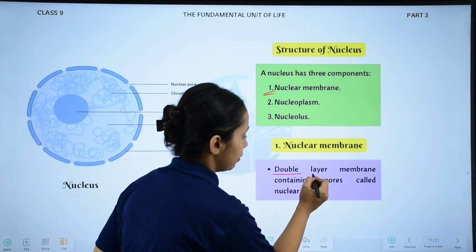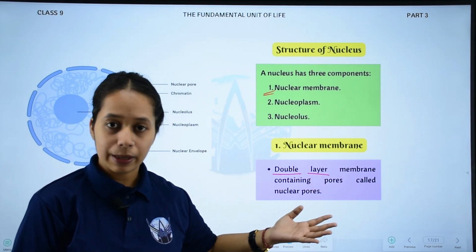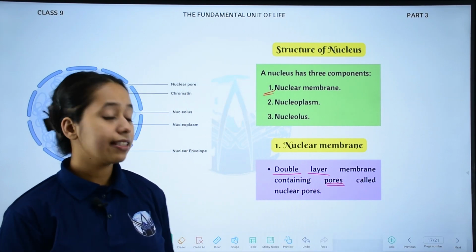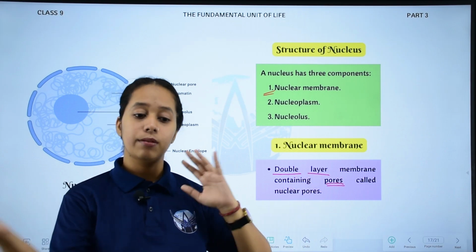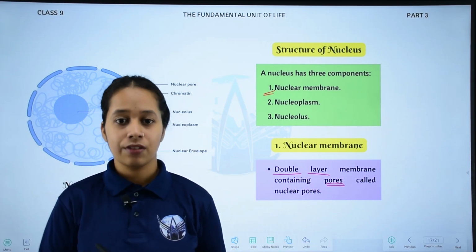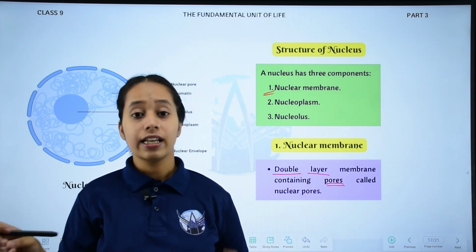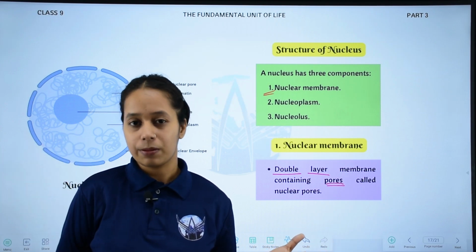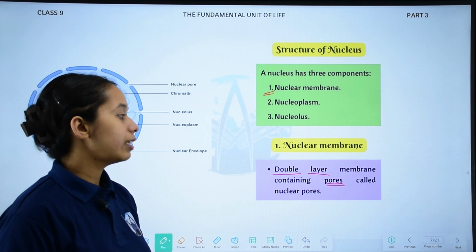It is a double layer membrane and it has some pores in it. These pores help in the movement of substances from outside the nucleus to inside and from inside the nucleus to outside. These pores help in the transport of substances in and out of a nucleus, and it is a double layer membrane.